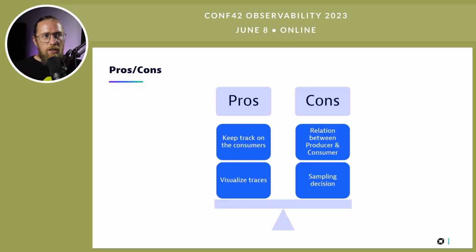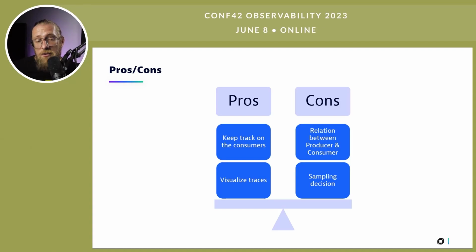So first, pros and cons. I would say using span links is great because at least it keeps track properly of the consumers. It's easier to visualize these things. But the major disadvantage is that you basically lose the connection between the consumer and the publisher. From the consumer to the publisher, it's very easy. I know that this consumer comes from that trace, no problem. But from the publisher, I have no idea how many consumers have been triggered through that message. So it's more difficult to get a broader vision of these things.